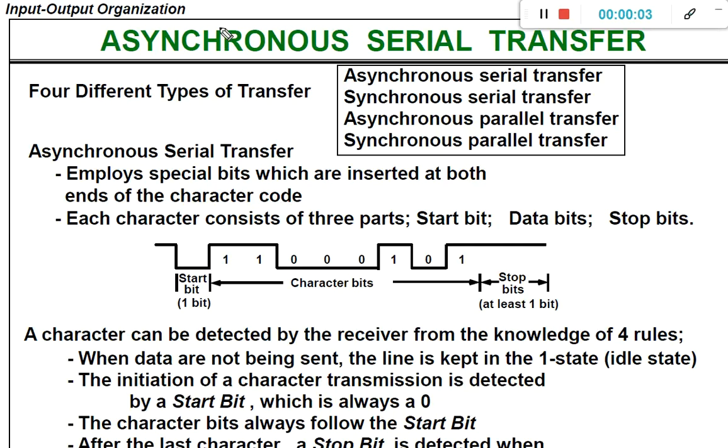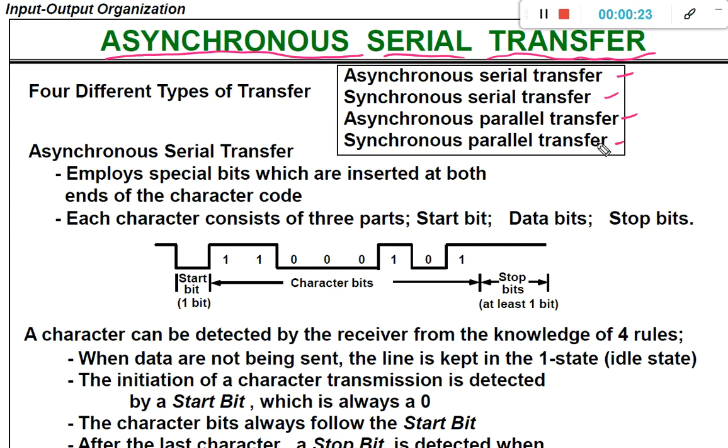Let us move on to the next topic. The next topic is asynchronous serial transfer. Basically, there are four different types of transfers: asynchronous serial transfer, synchronous serial transfer, asynchronous parallel transfer, and synchronous parallel transfer.